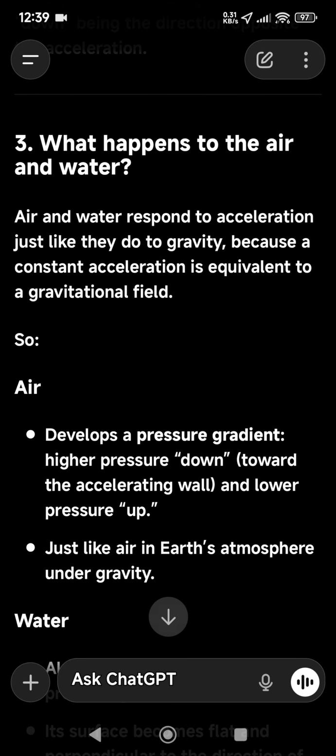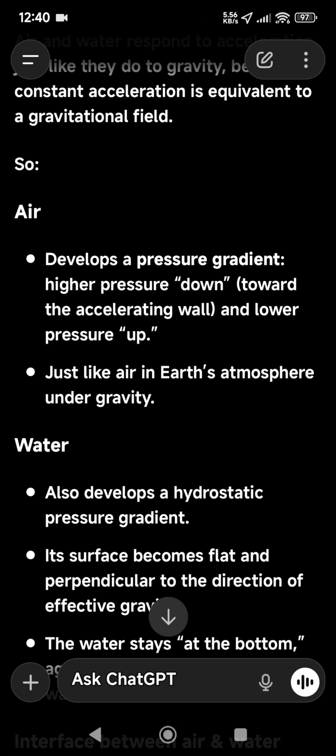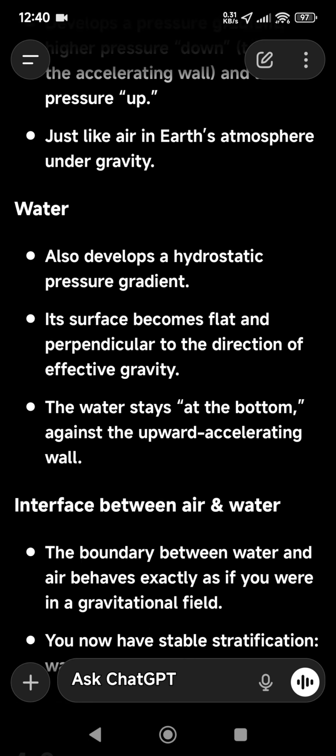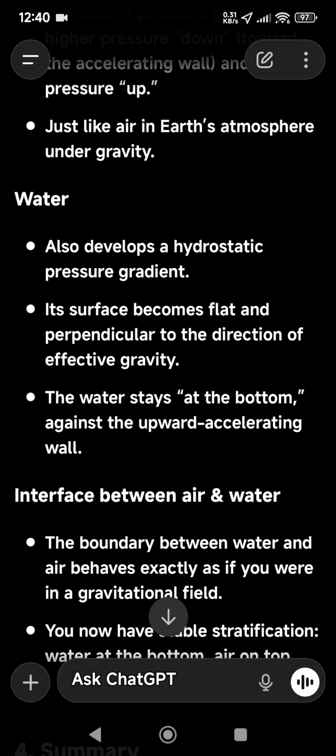What happens to the air and water? Air and water respond to acceleration just like they do to gravity, because a constant acceleration is equivalent to a gravitational field. So air develops a pressure gradient, high pressure down towards the accelerating wall, the floor, and lower pressure up, just like air in Earth's atmosphere under gravity. Water also develops a hydrostatic pressure gradient. Its surface becomes flat and perpendicular to the direction of effective gravity. The water stays at the bottom against the upward accelerating floor.